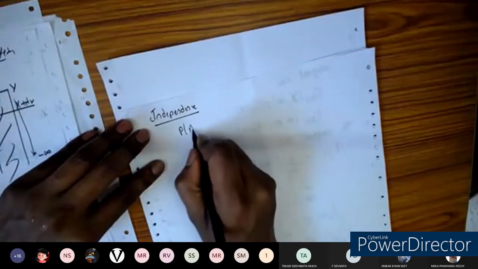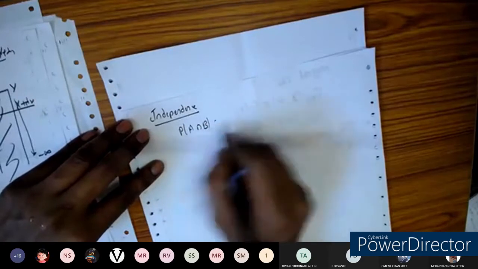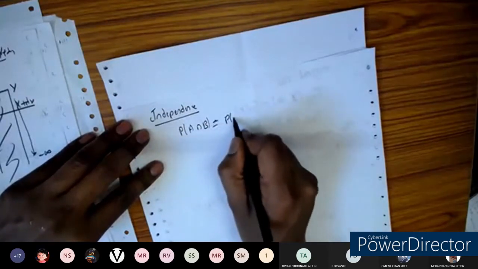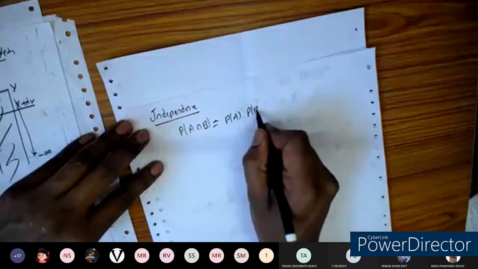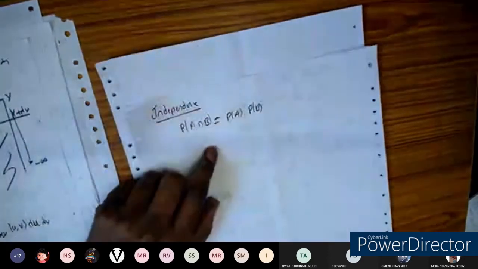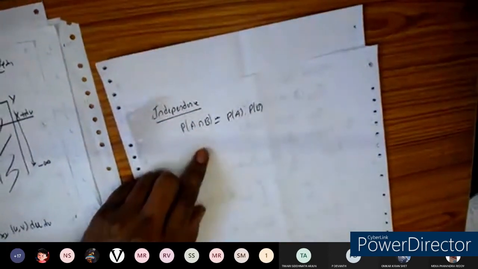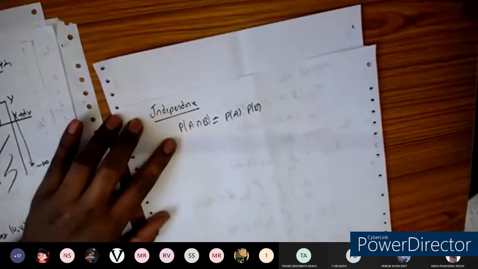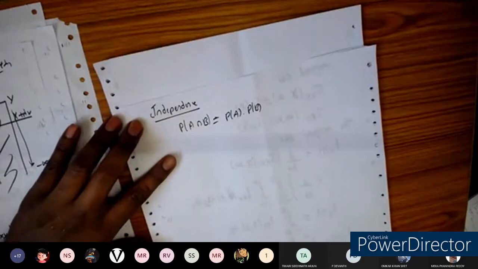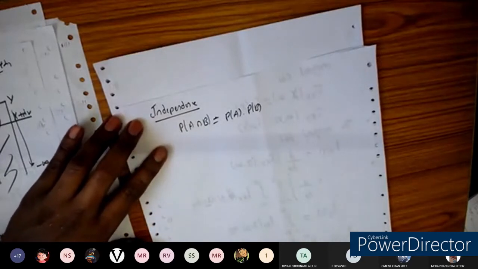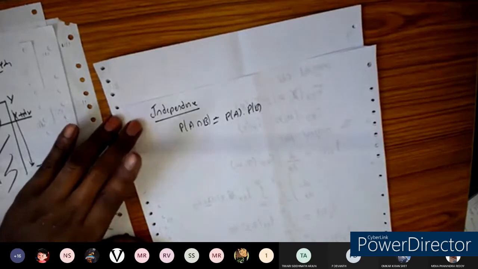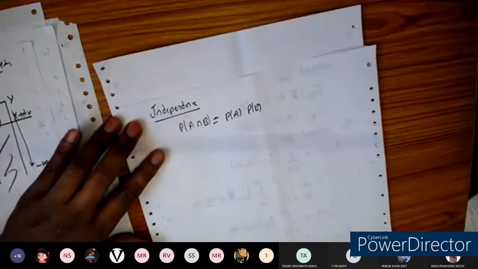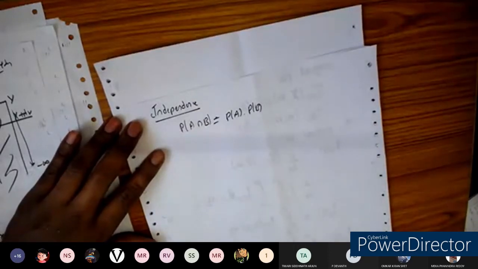For statistically independent events, we have seen that the probability of A intersection B is equal to the probability of A times the probability of B. The same concept we are going to apply for the joint, sorry, bivariate CDF.